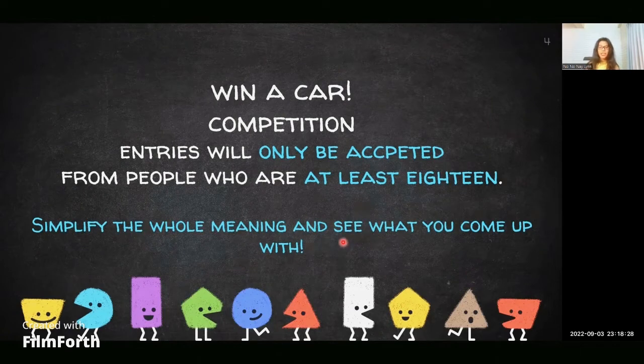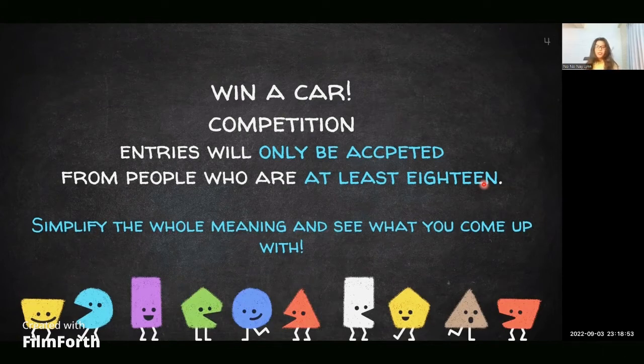Okay, so this is your exercise, okay? Try to underline this by yourself, try to decode it, and then try to make it in your own meaning. Try to rewrite that, all right? Paraphrase it. At least 18. So you have to be minimum 18 in order to be able to compete in this competition, or just participate and register for this competition.